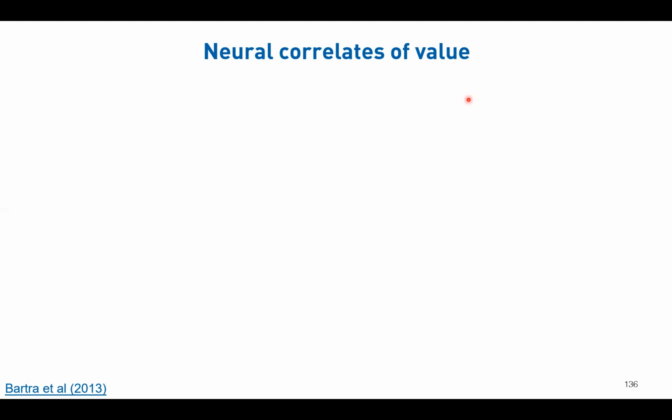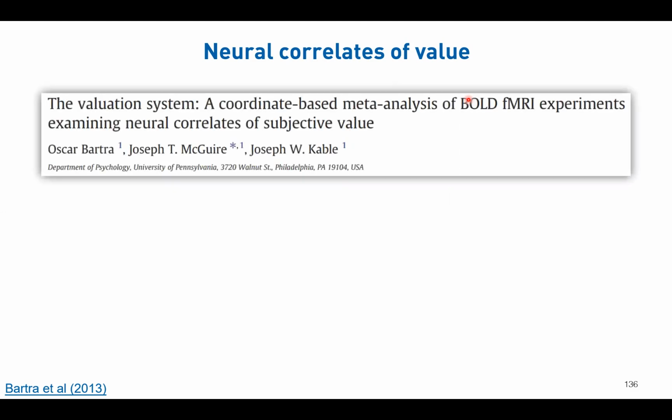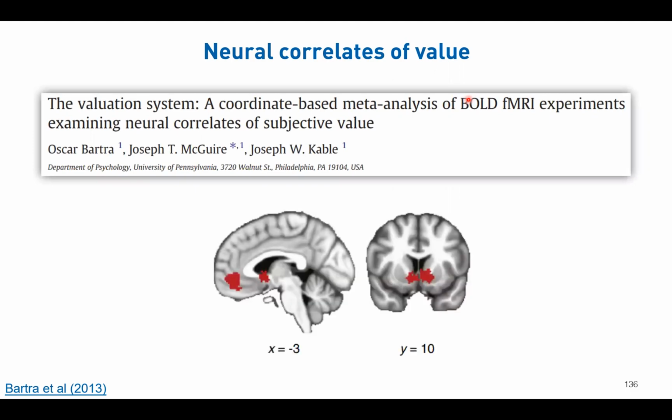So they look at hundreds of experiments. They are all different, but they look at a similar thing. They look at the neural correlates of value. And then they are trying to extract the commonality among those few hundred papers. So what they found is quite interesting: they report two important regions.